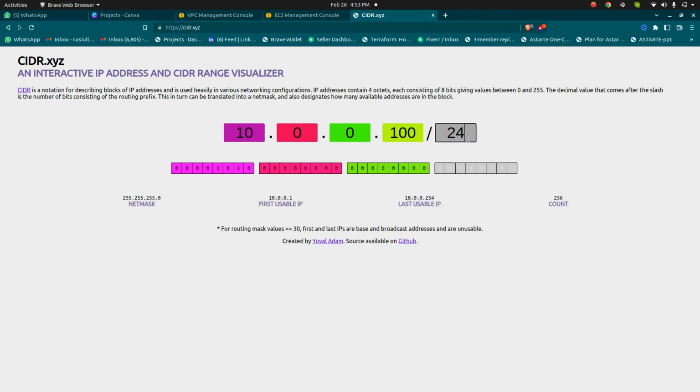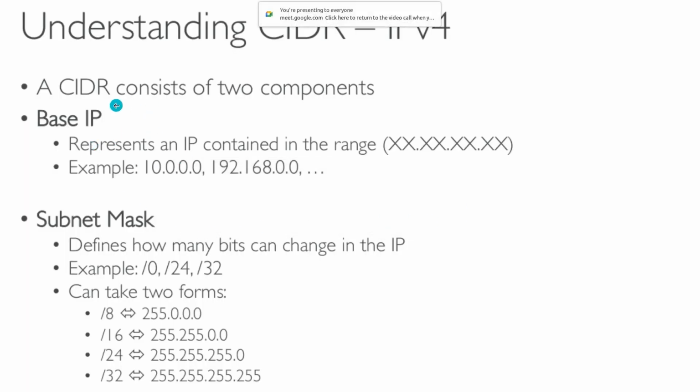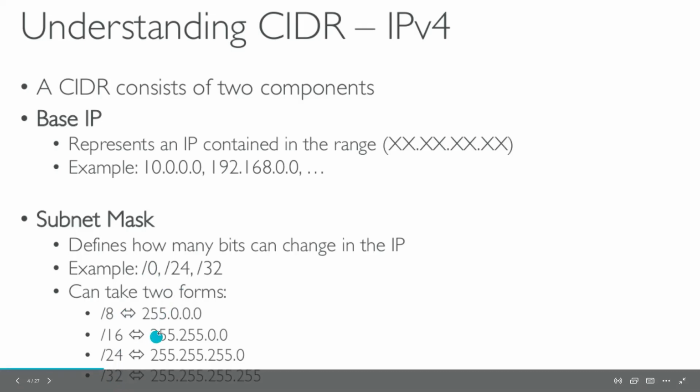When you change the subnet mask, you can define how many IPs you are going to get. So if I go back to the slide here, it says CIDR has two components. One is a base IP and the second one is a subnet mask. The base IP is what you define, and the subnet mask is going to tell you how many IPs you are going to get. When you put /32, nothing is going to be changed. You have the same one IP. If you use /24, only the last part is going to be changed. If you use /16, the last two can be changed, and /8 means the last three can be changed.